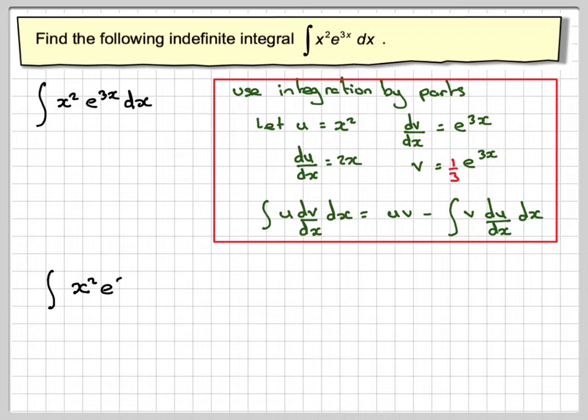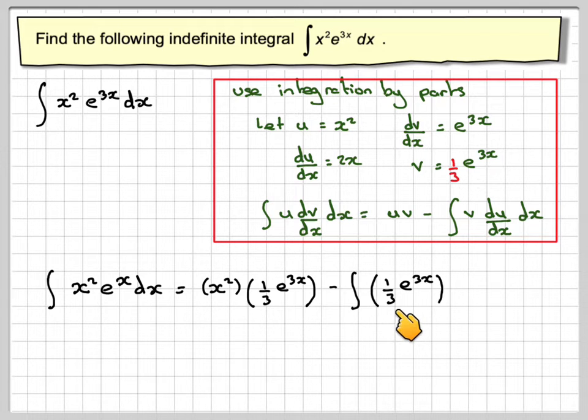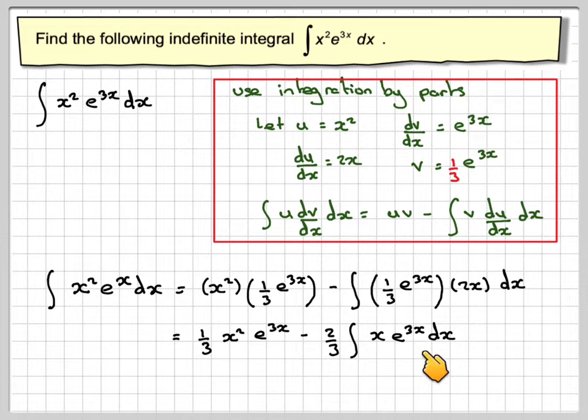So, applying the rule, we're going to get u, again put it in brackets, x squared, times v, which is 1/3 e to the 3x, minus the integral of v, again put it in brackets, 1/3 e to the 3x, times du, which is 2x, and then dx, again at the end. Simplifying that, that becomes 1/3 x squared e to the 3x minus 2/3 the integral of x e to the 3x dx. We've still got a product here, so we will probably have to do this again. So we'll stop here and call that equation 1, and we'll now focus on integrating this part here.